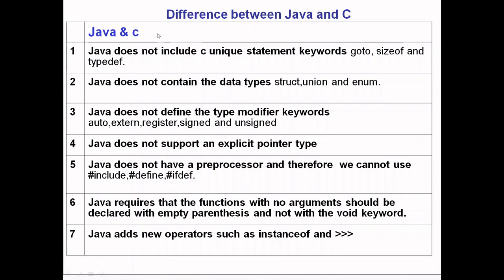The first is Java does not include C unique statement keywords like goto, sizeof, and typedef. In C programming languages, you might have used these keywords. You might have used goto, you would have used sizeof and typedef. These keywords are not used in Java programming language.